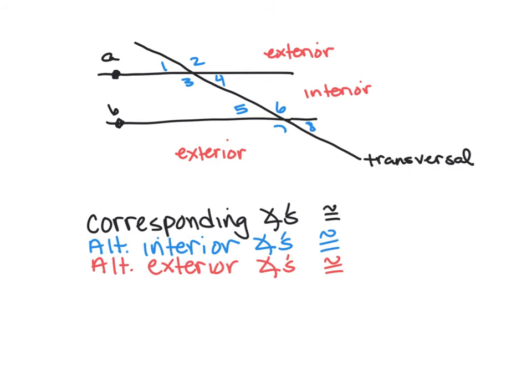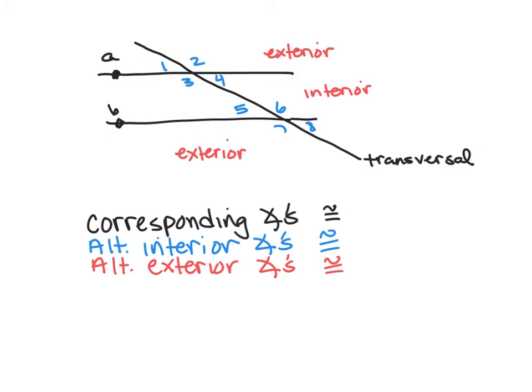Alternate exterior angles are also congruent. Alternate meaning opposite sides of the transversal, but both being on the exterior. So angle 1 is on this side of the transversal, exterior. Angle 8 is an exterior on this side, opposite side of the transversal. So those are congruent. And angle 2 and angle 7 are congruent. So these are congruency rules.